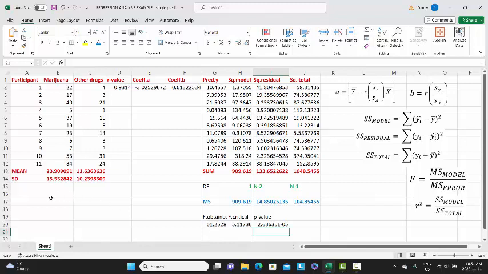Okay, a couple more measures to calculate here to round this complete analysis up. We need to calculate the R squared value.